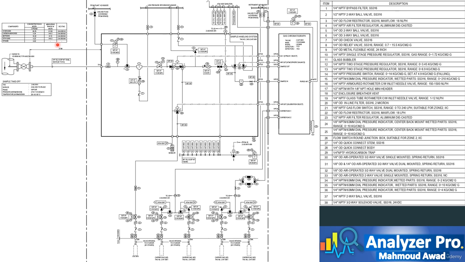We can notice the specification of the sample line is mentioned here: a 1/4-inch tube with 0.039 wall thickness, stainless steel 316 material, and the length of the sample line is 215 meters. Next, the sample arrives at the second section, which is the sample conditioning panel.